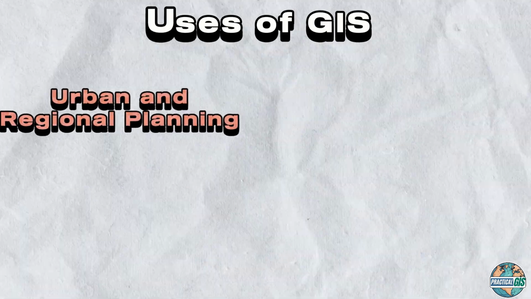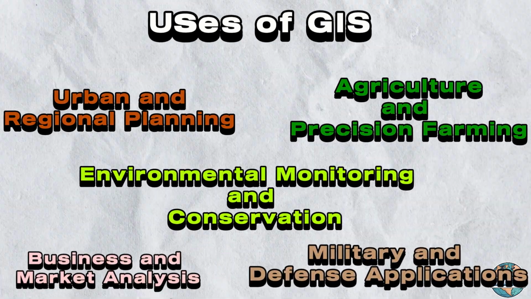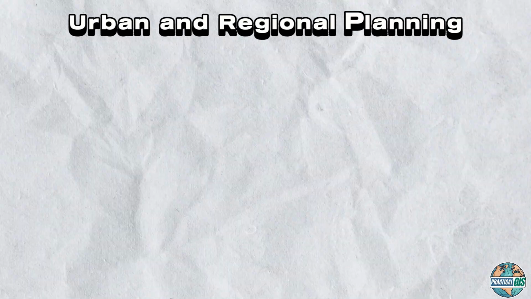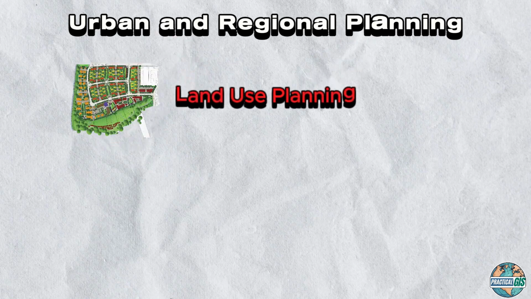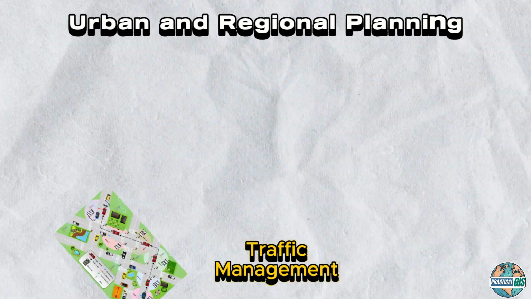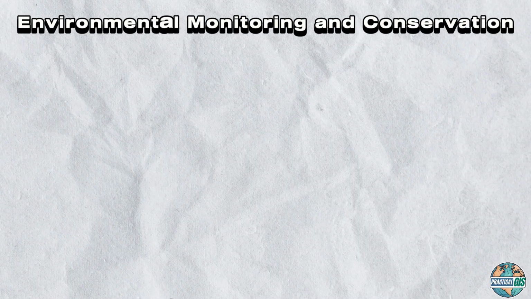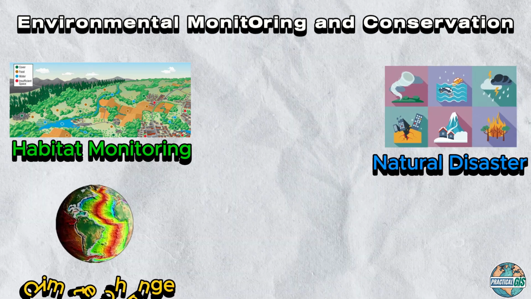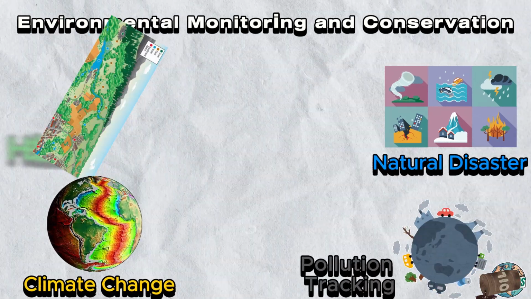GIS as a tool is flexible and is used across various industries and disciplines. Some of the most popular use cases include urban and regional planning, which can involve land use planning, infrastructure development, and traffic management. It is also used in the field of environmental monitoring and conservation, which goes into habitat management, natural disaster analysis, climate change modeling, etc.